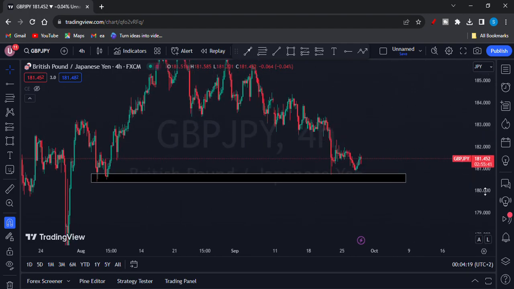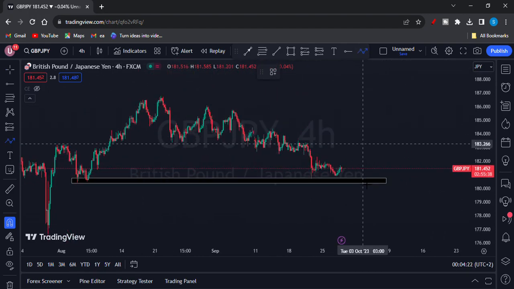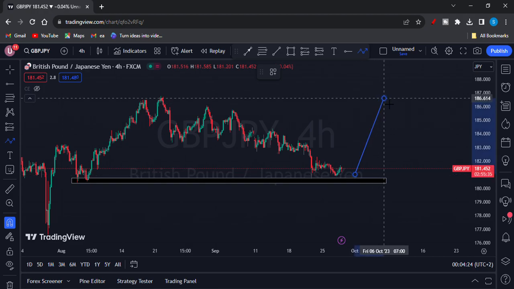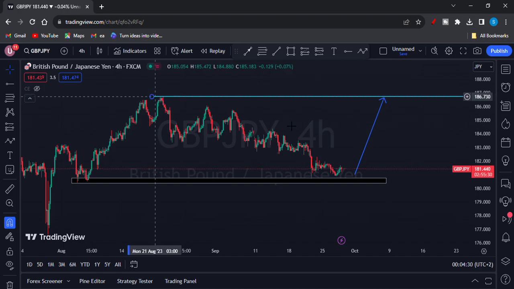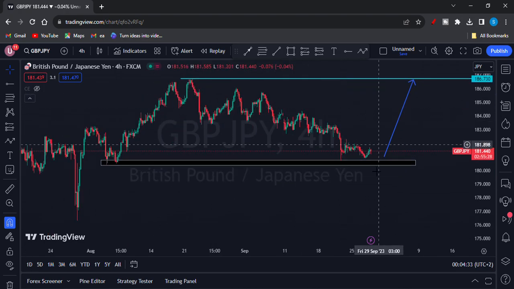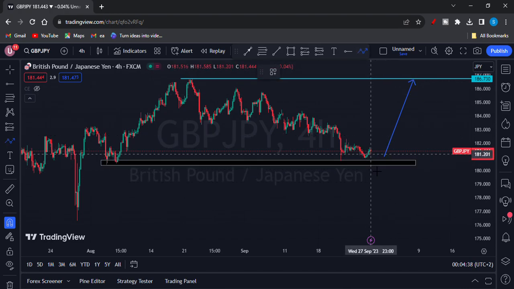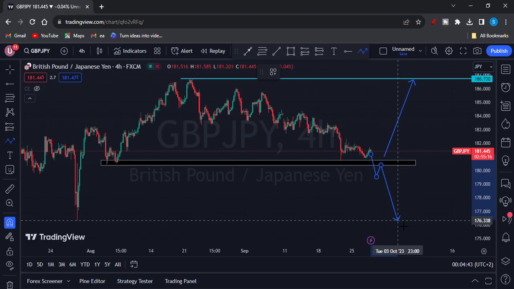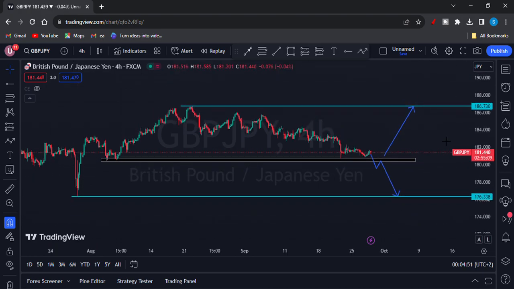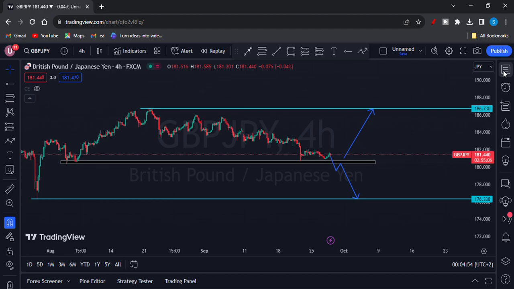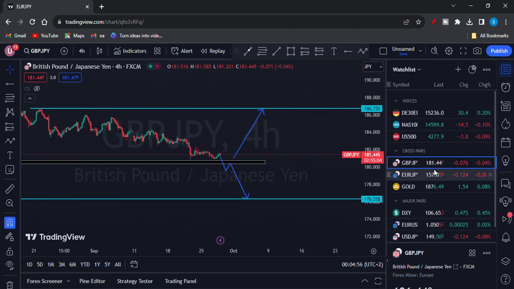So there's a possibility that the market can push to the upside, potential up to there. And if the market decides to sell, then there's a possibility that the market can break, retest, and then sell up to there. So that's my analysis for GBPJPY. Then let's go to EURJPY.